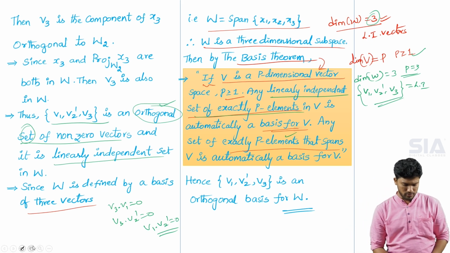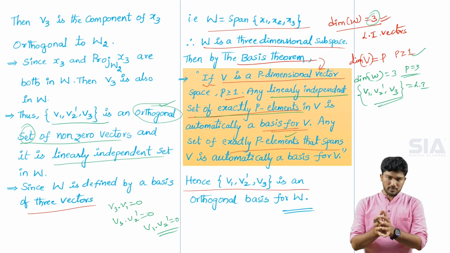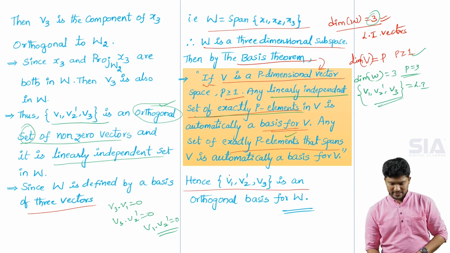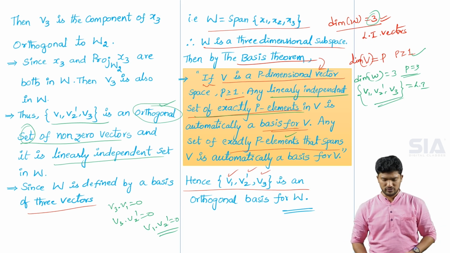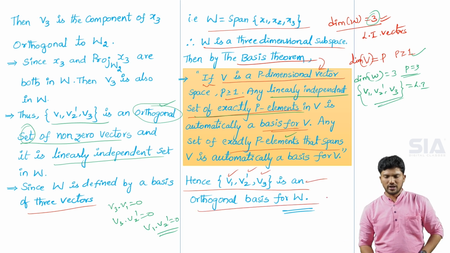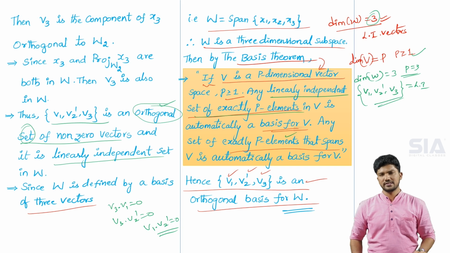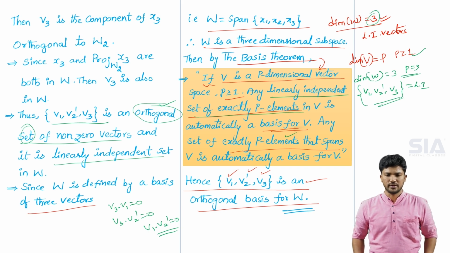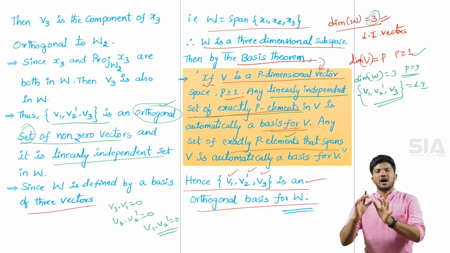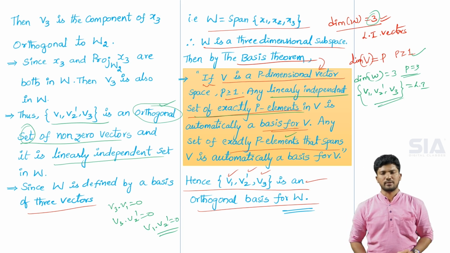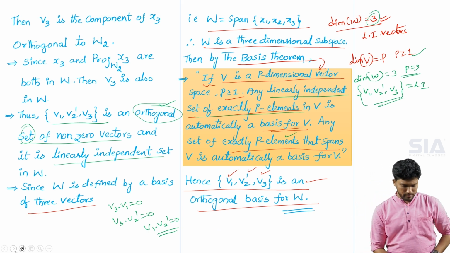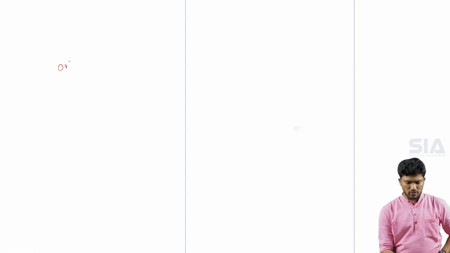So therefore, by the basis theorem or by the Gram-Schmidt process, clearly we can say that v1, v2 dash, v3, you have to write down those values, is an orthogonal basis for W. Okay, so this is the orthogonal basis for W. Same problem, if they ask to find the orthonormal basis, what is our aim? Now we got the orthogonal basis.